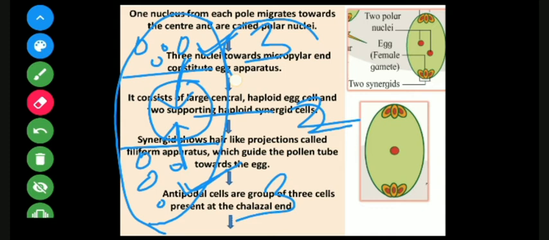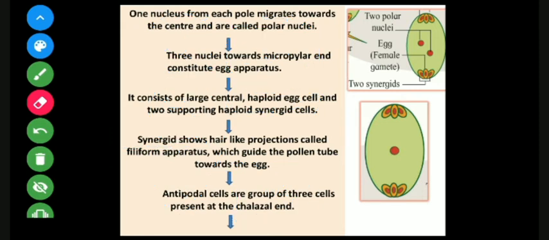Okay, and the other 3 nuclei which are towards the chalazal end will be called antipodal cells, and the lower 3 nuclei which are towards the micropylar end will be called the egg apparatus. Okay, so let me mark the point. You can see here one nucleus from each pole will migrate, which is very important. So it is called polar nuclei. You can see here, one nucleus from each pole is coming to the middle, and the 3 nuclei towards the chalazal end are called antipodal, and the 3 towards the micropylar end are called the egg apparatus.